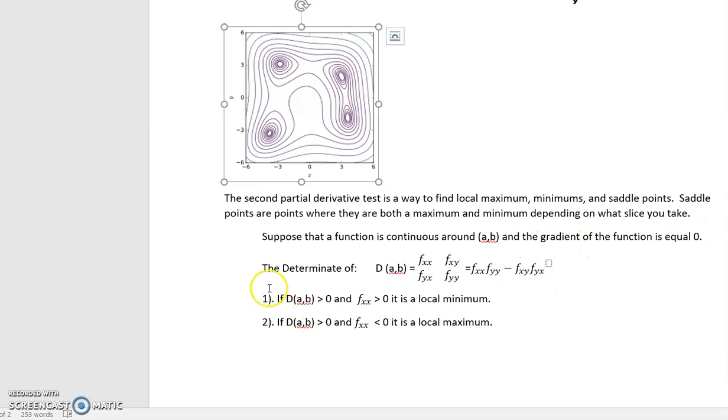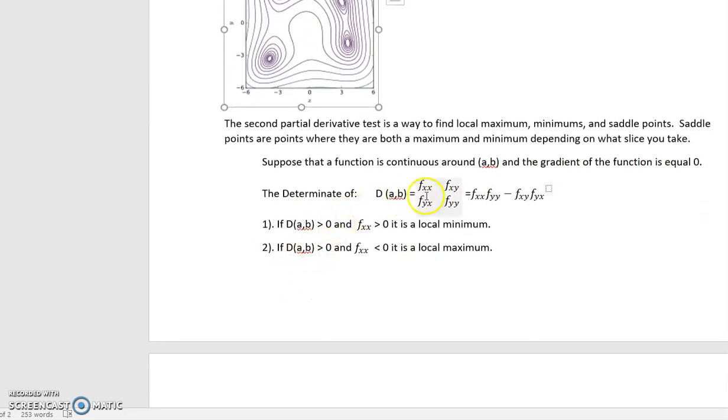Suppose that a function is continuous around (a, b), and the gradient of the function is equal to 0. So what we do is take the second derivative with respect to x and the second derivative with respect to y of the function, and then the derivative with respect to x then y, and y then x, and we take the determinant of that matrix. So D is fxx times fyy minus fxy times fyx. We use that value and the fxx value to determine whether it's a minimum, maximum, or saddle point.